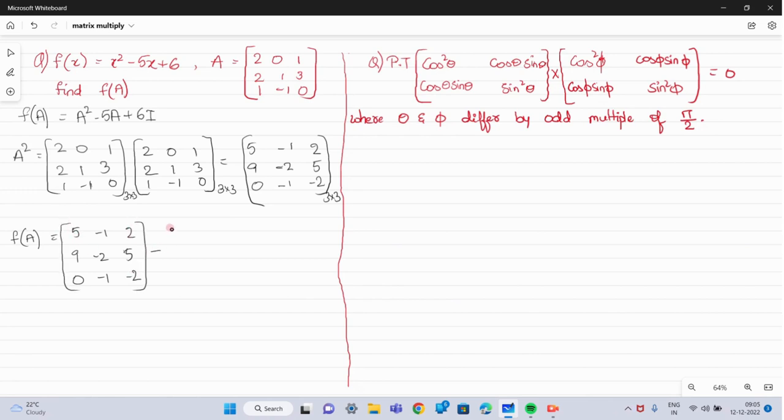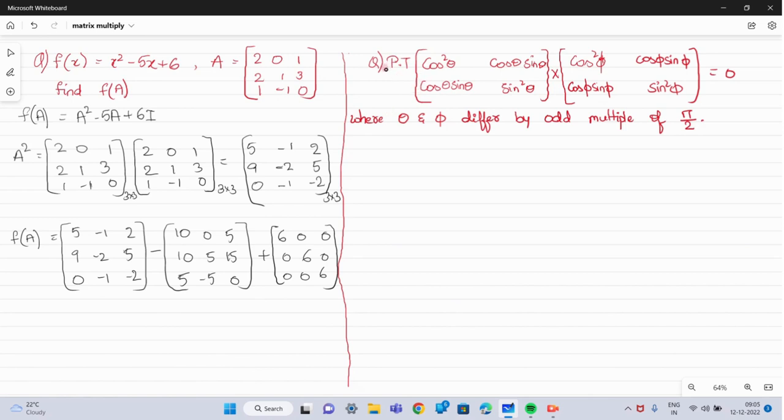Minus 5A. Just multiply 5 with all the entries of this matrix. You'll get 10, 0, 5, 10, 5, 15, 5, minus 5 and 0. Next, plus 6I. Multiply 6 with all the elements in the unit matrix. All the diagonal elements become 6. Now just add and subtract the corresponding elements. You'll get the final answer.